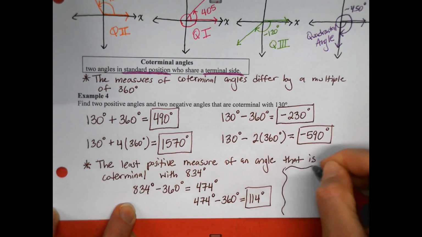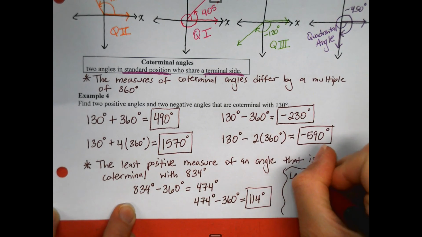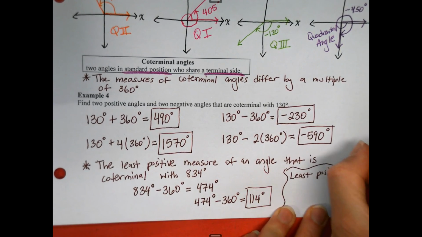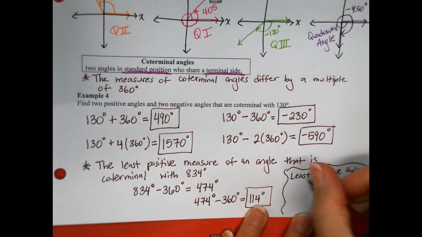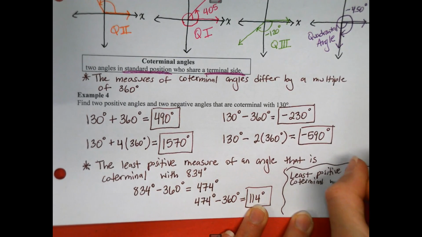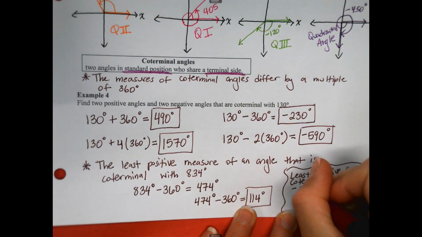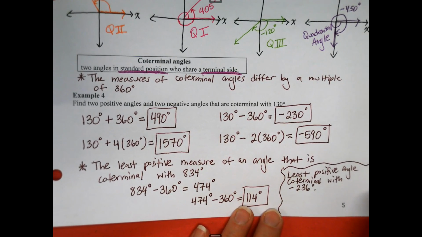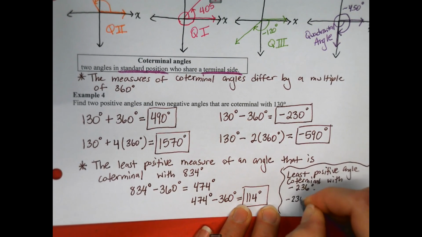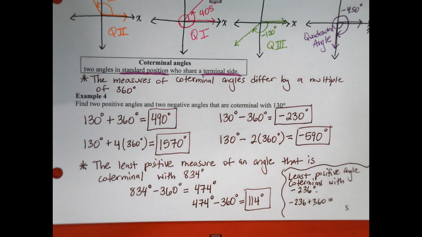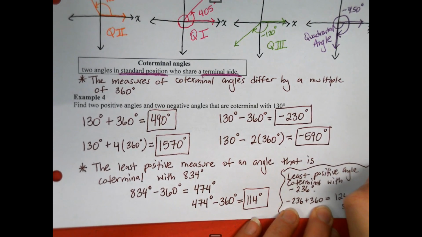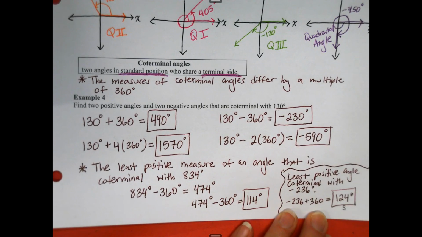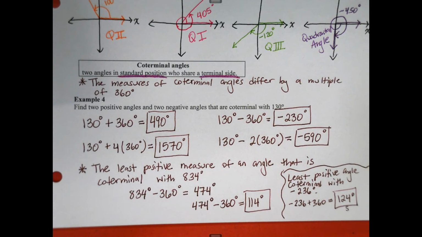Another example of this could be something such as the least positive angle coterminal with negative 236 degrees. Since this one's negative, we would have to add 360 to it. If we add 360 to negative 236, we end up with positive 124 degrees. That would be considered the least positive coterminal angle.